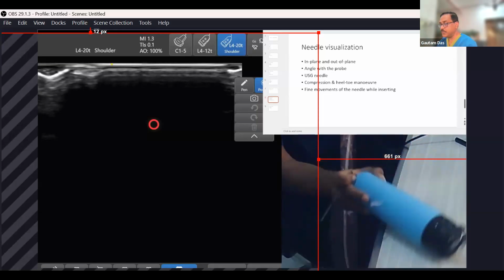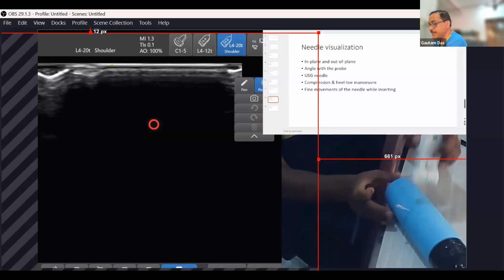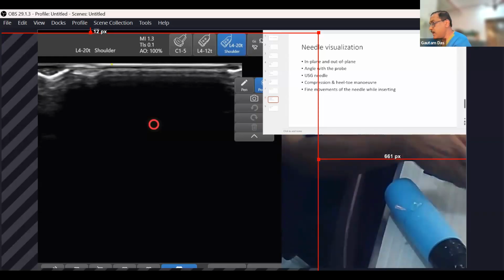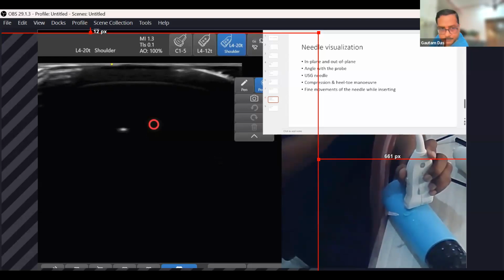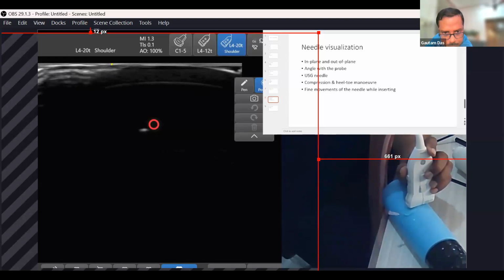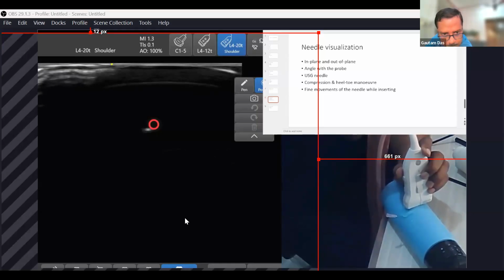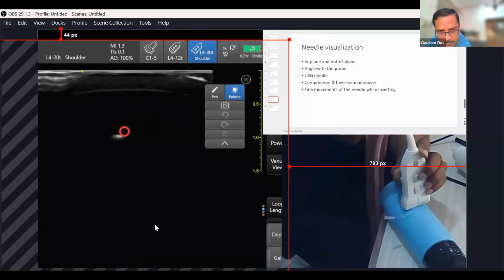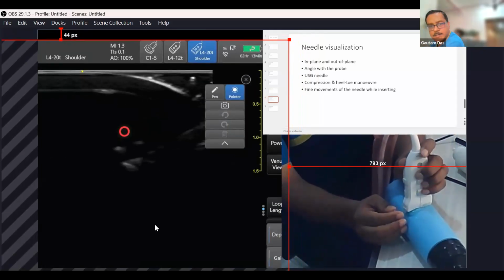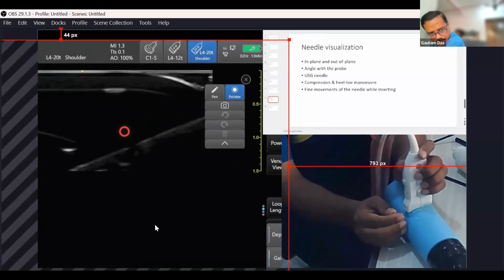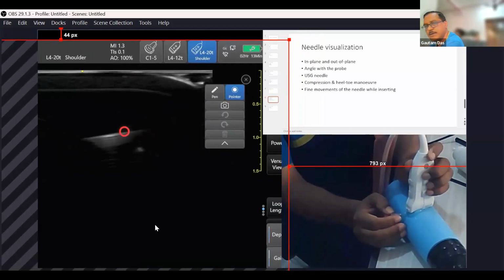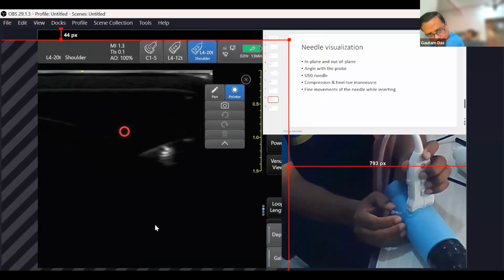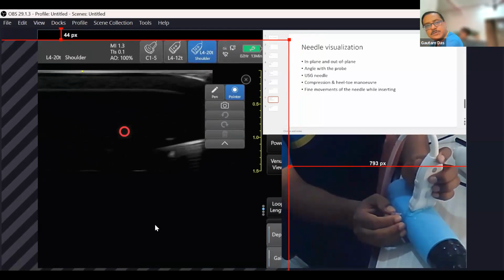So now look here. This is filled with some gel, and you can see my needle. First, let me explain the reverberation. What is reverberation? And then I'll be showing you the other things.